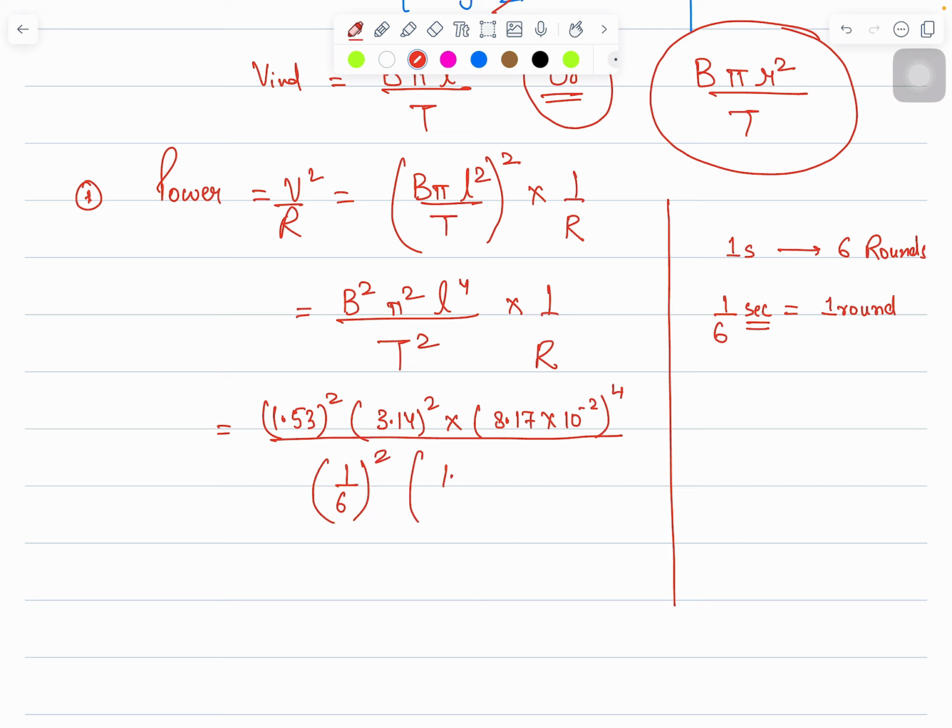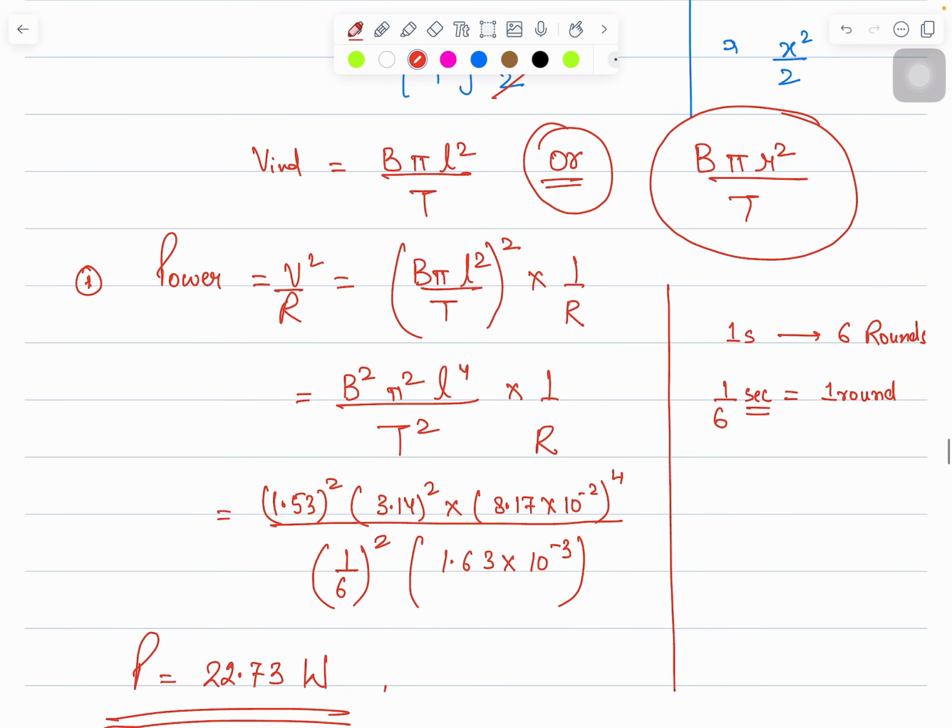1.63 times 10 raised to power negative 3. Okay, solve it. So what is the value of power? 22.73 watt. Clear? Or you can just remember this equation directly.